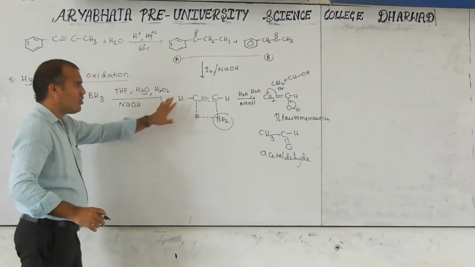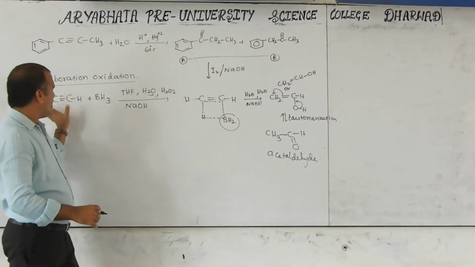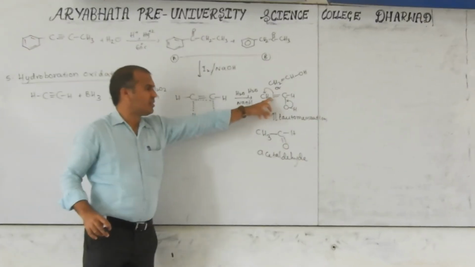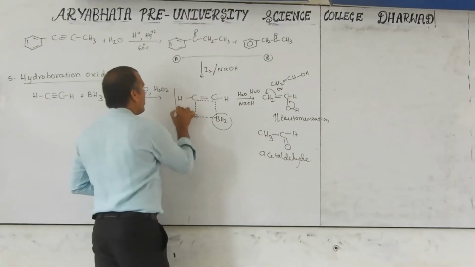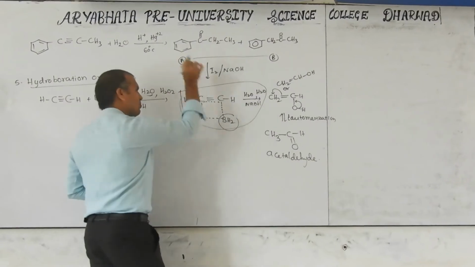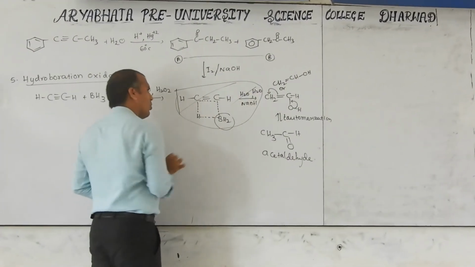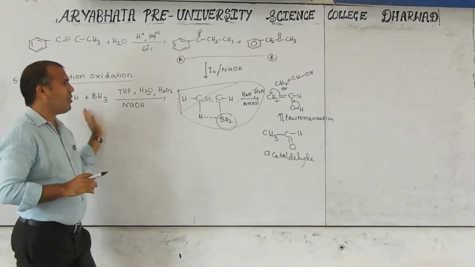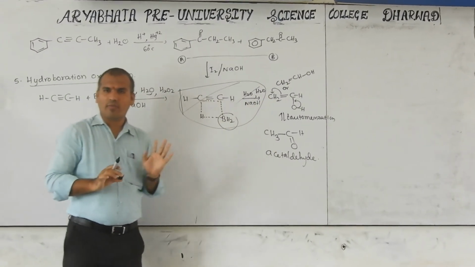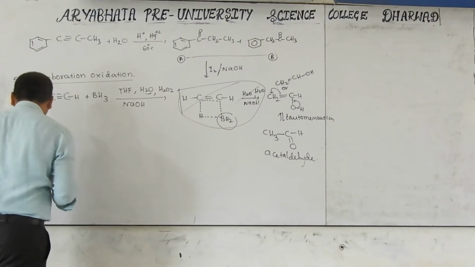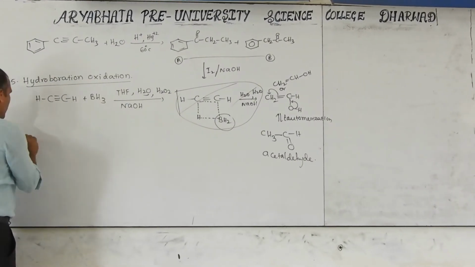Now, this mechanism you need not write, just this reactant, and you have to write this and this one. This is only for your understanding purpose. In the examination, no need to write this. Immediately write this one and this. Enough. Okay? Next, I will take one more example here.